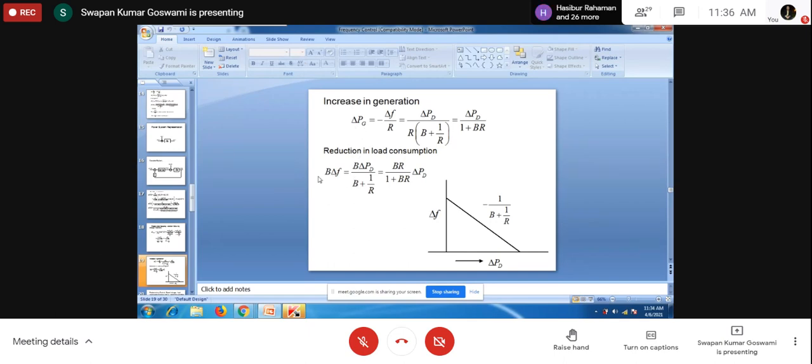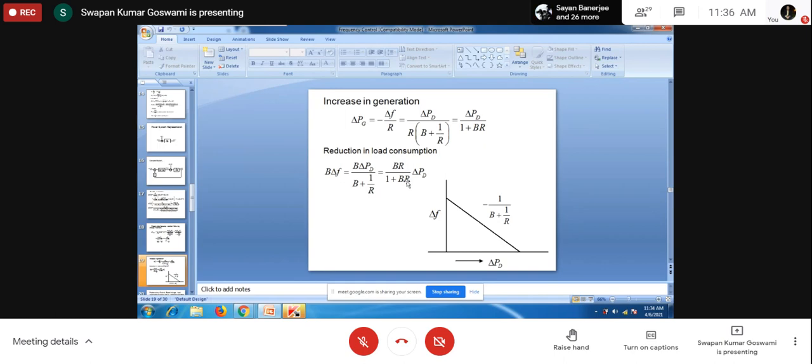So if B delta F is zero, what would happen to the frequency of the system? It would have been reduced by some more amount. If the B delta F part were absent, obviously the change in the system frequency would have been much higher. Am I clear? Assuming that the load is not sensitive to frequency, obviously the B delta F part will remain zero.